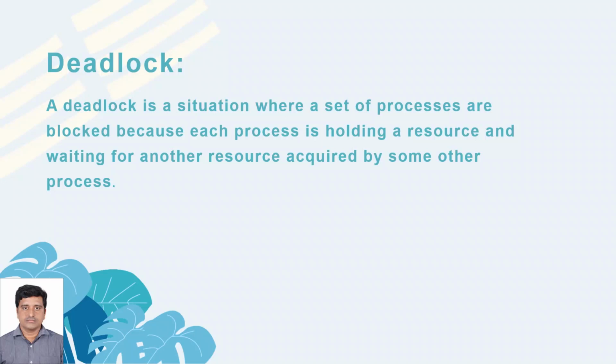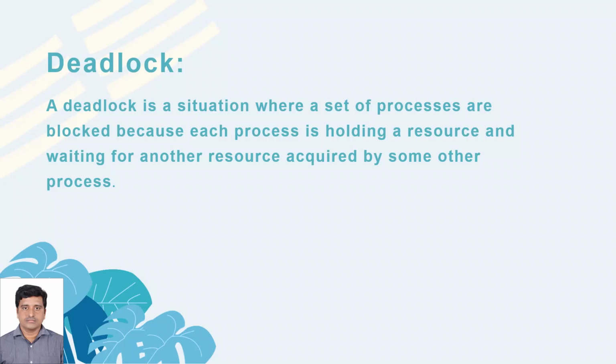Under the normal mode of operation, a process may utilize a resource in only the following sequence. One is request. That means the process requests the resource. If the request cannot be granted immediately, for example, the resource is being used by another process, then the requesting process must wait until it can acquire the resource. The second one is use. The process can operate on the resource. For example, if the resource is a printer, the process can print on the printer. The third is release. The process releases the resource. That means the process completes its printing and releases the resource.